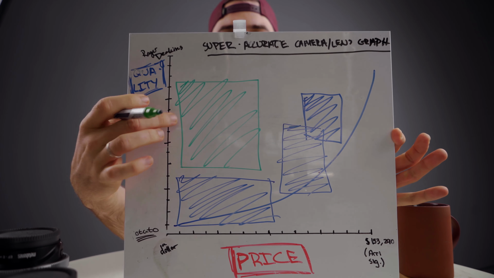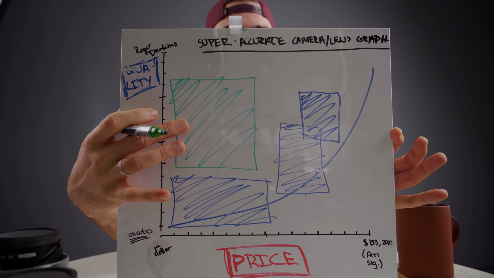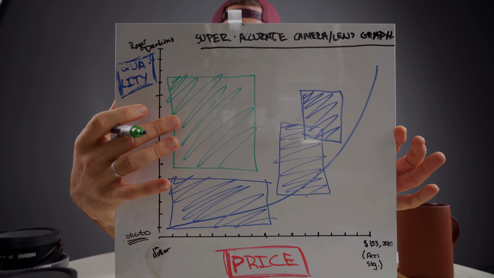So these lenses are very inexpensive, anywhere between 50 and 400 bucks, and very high quality. So they fall in this little sweet spot right there. That's where we want to live, because we're not spending a lot of money, but we're getting a lot of high quality imagery.